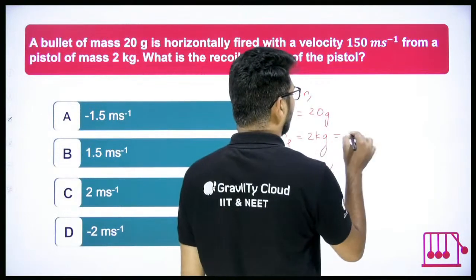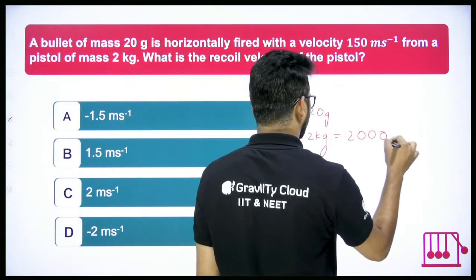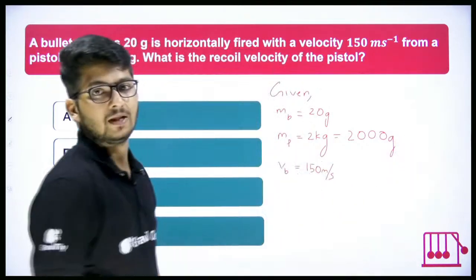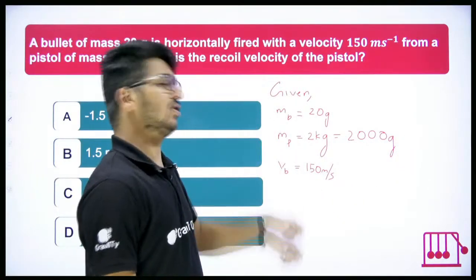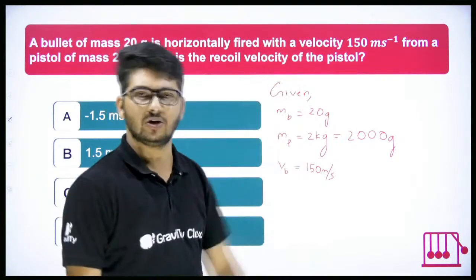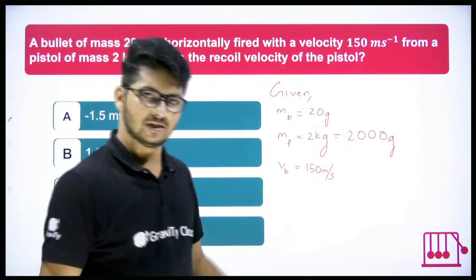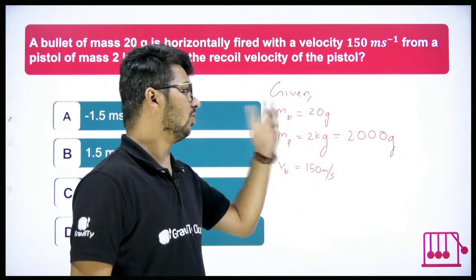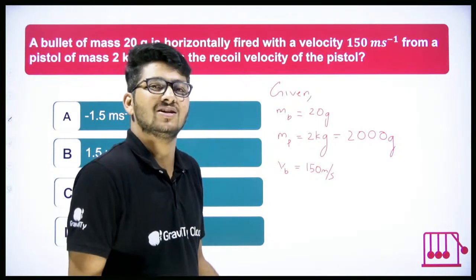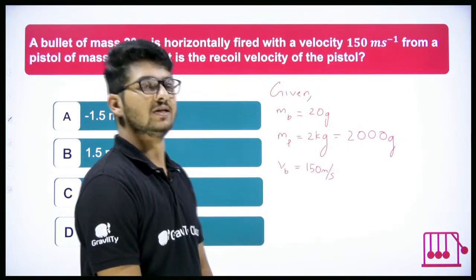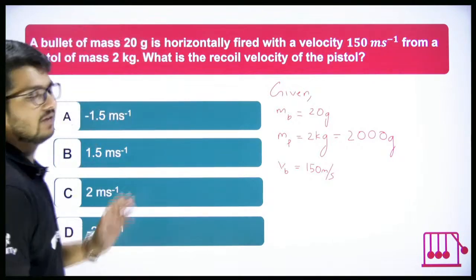2 kilogram, I'll convert it into 2000 grams. Now you might ask me, sir, why are you not converting 20 grams into kilograms? You can. You'll get the same answer. But kilogram into gram is comfortable. You have to multiply with 1000, right? It is comfortable. That is the reason. Okay, then we'll go with the formula.